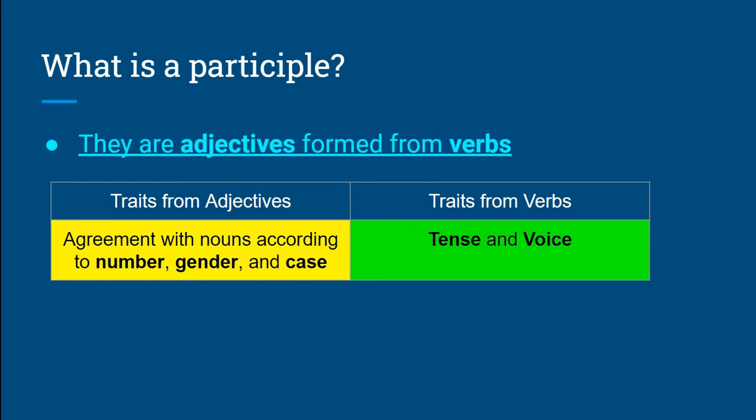Just like adjectives, they're going to agree with a noun, and they're going to agree with them in gender, case, and number, which means they'll change their ending to match the gender, case, and number of the noun they are describing. From verbs, they have tense and voice. So participles can be in the perfect tense, the future tense, or the present tense, and they'll have voice, so they will be active or passive. We'll see what all that looks like very, very soon with some examples.